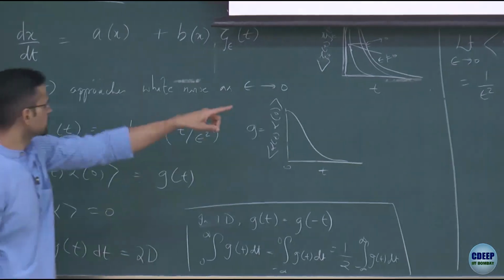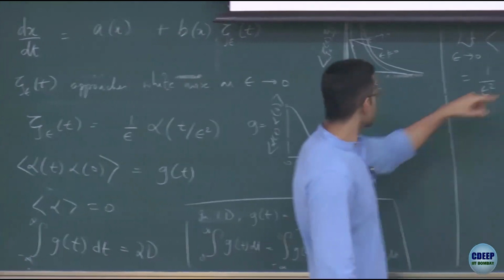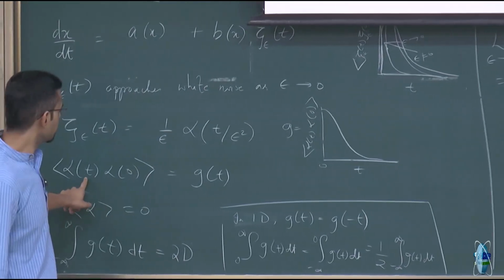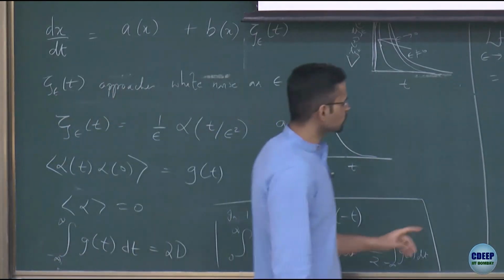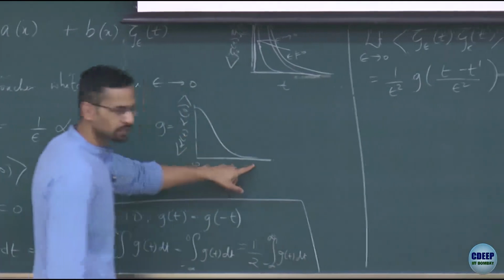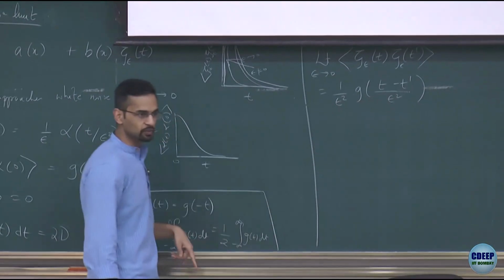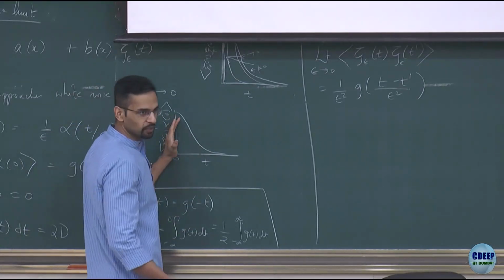I just substitute zeta epsilon from here, right? So I'll get 1 by epsilon squared, and then I'll get the autocorrelation of alpha, where instead of t, I have this t minus t prime by epsilon squared. That's all. Okay, so now I know this function, right? That is just this function g. But remember the argument now is divided by epsilon squared. So as epsilon squared goes to 0, this curve will shrink. Right? That is what I wanted.